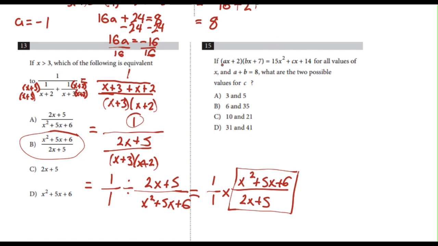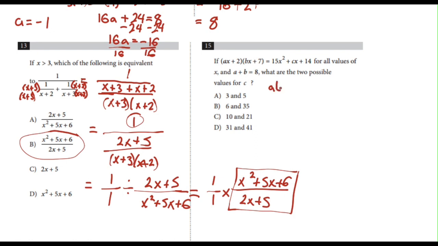For number 15, if ax plus 2 times bx plus 7 equals 15x squared plus cx plus 14, and a plus b equals 8, what are two possible values for c? So the first thing we're going to do is FOIL these two binomials together.